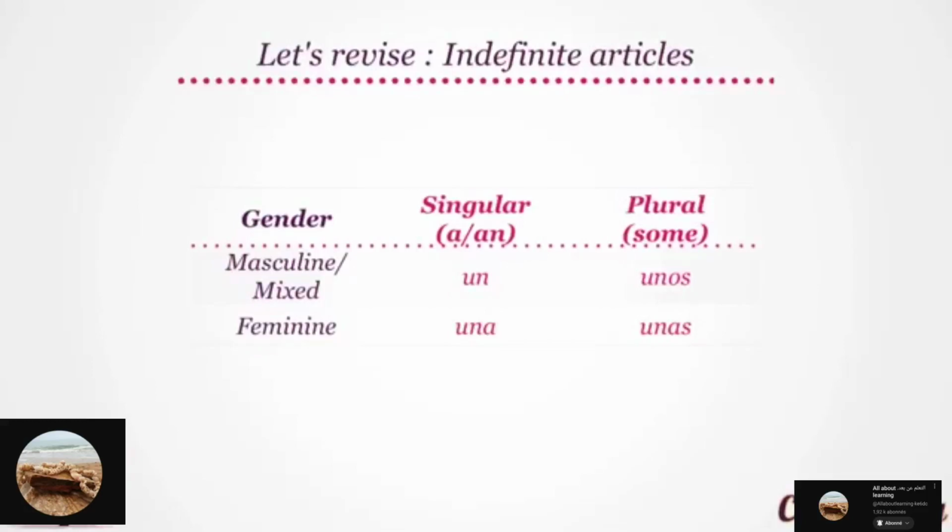Looking at the feminine forms, with feminine nouns in singular form, a or an translate to una. Try saying that, please. Una. While with feminine nouns in plural form, we use unas again. With plural forms, we use some in English, which translates to unas for feminine forms in Spanish. So un and una for singular forms, and unos and unas for plural forms.